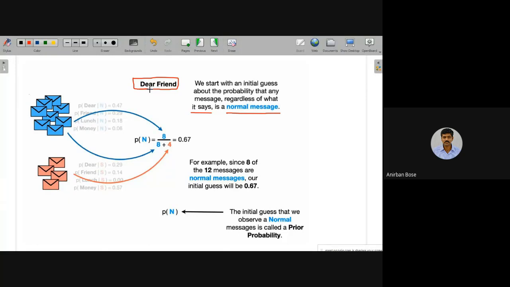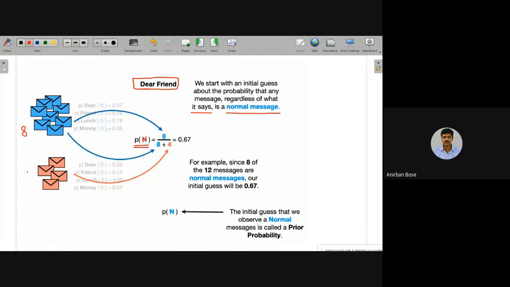So if we consider "dear friend" is a normal message, then that is the hypothesis. So the probability that we are interested to find out is the probability that it is a normal message. So what will be that probability? Because what are the total number of messages that we'll see, and out of them how many are normal messages we'll see. Here if you count, 1 2 3 4 5, 1 2 3 4 5 6 7 8, total 8 messages which are normal messages.